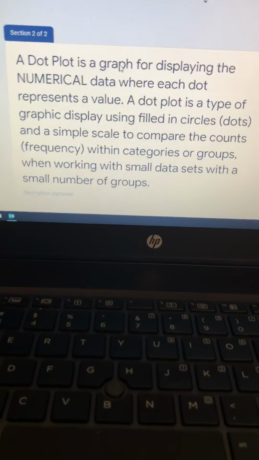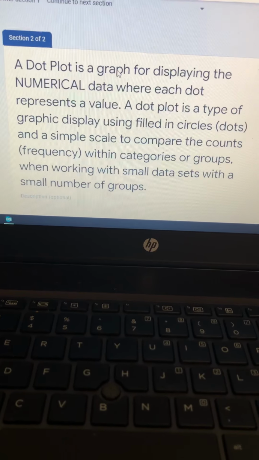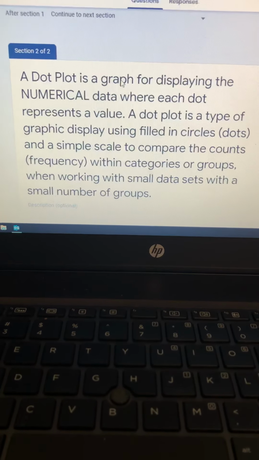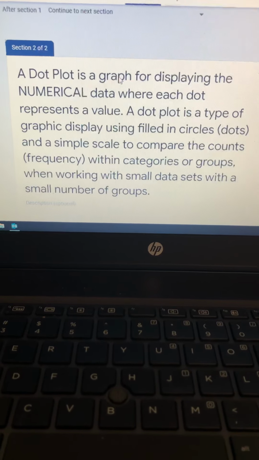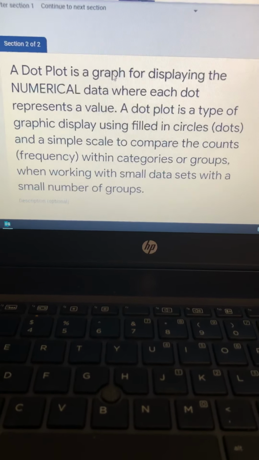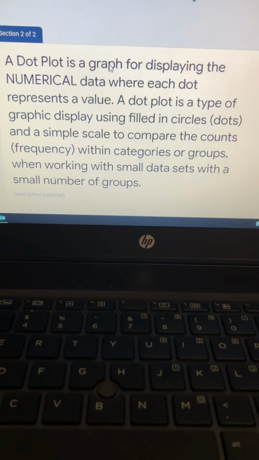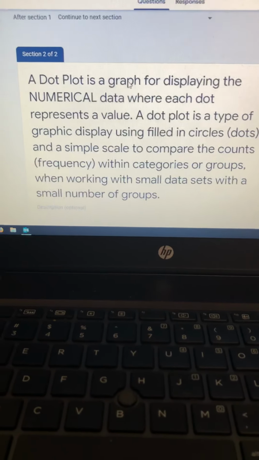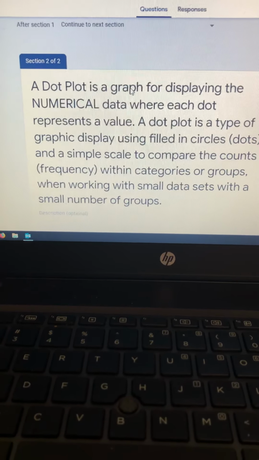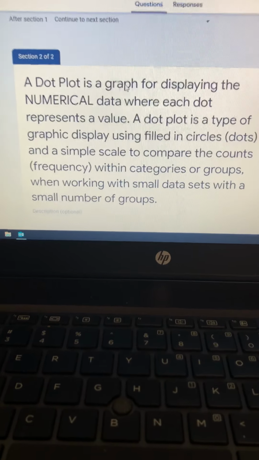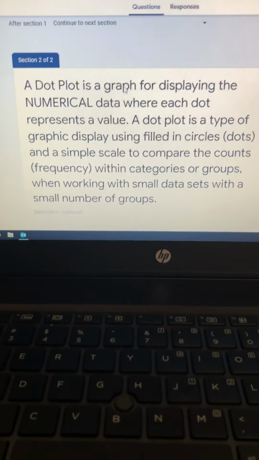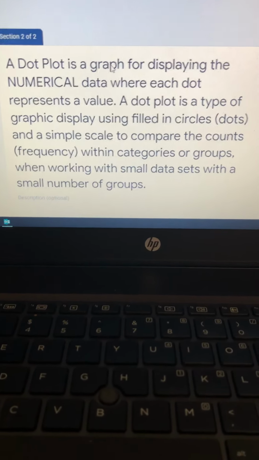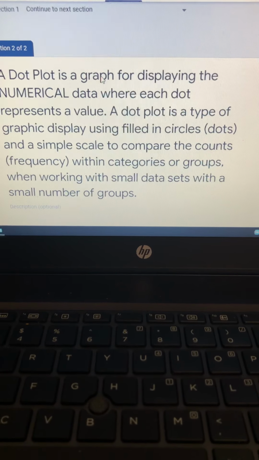So it says a dot plot is a graph for displaying numerical data, where each dot represents a value. So that's a keyword, numerical data. A dot plot is a type of graphic display using filled-in circles or dots and a simple scale to compare the count's frequency. We're going to need to know that word. With categories or groups when working with small data sets with a small number of groups. So that's when you use a dot plot. We're going to start out with a dot plot because a dot plot is really easy to interpret and determine what's going on.